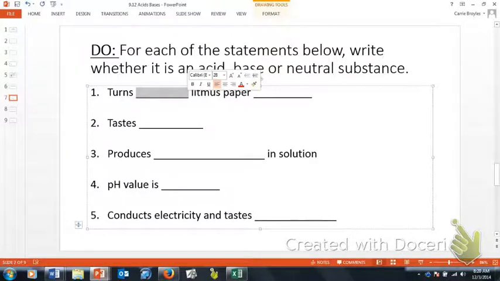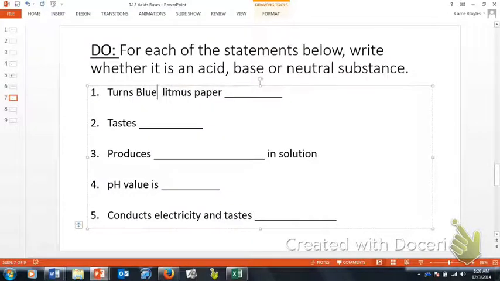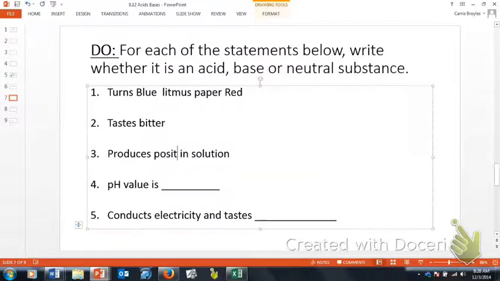So number 1, the first thing that I want you to do is to write in that it turns blue litmus paper red. You're going to look back on the front, remember, and write out to the right whether it's an acid, base, or neutral substance. Number 2, if it tastes bitter, what kind of substance is it? Number 3, if it produces positive hydrogen ions in a solution.